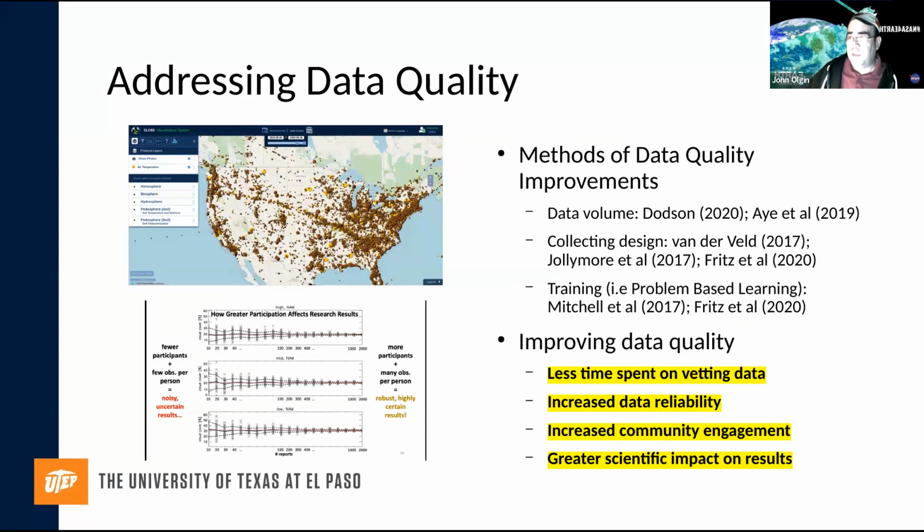I don't know if you guys can see this over on the side. I'll just move this part here. So one of the methods of overcoming these little hiccups, if you will, when it comes to data quality, is you just get a lot of data, and that's what Dodson et al. did.